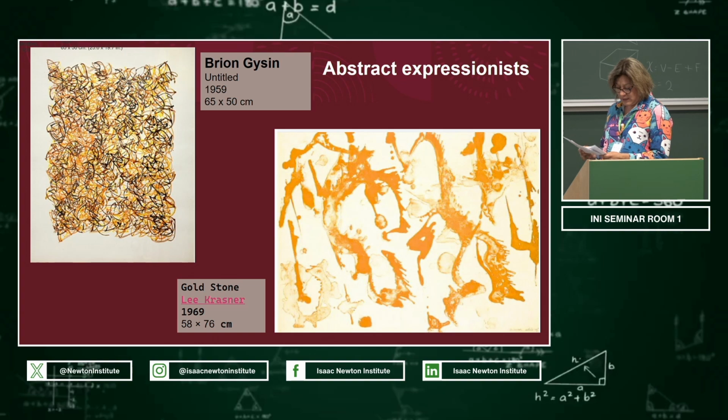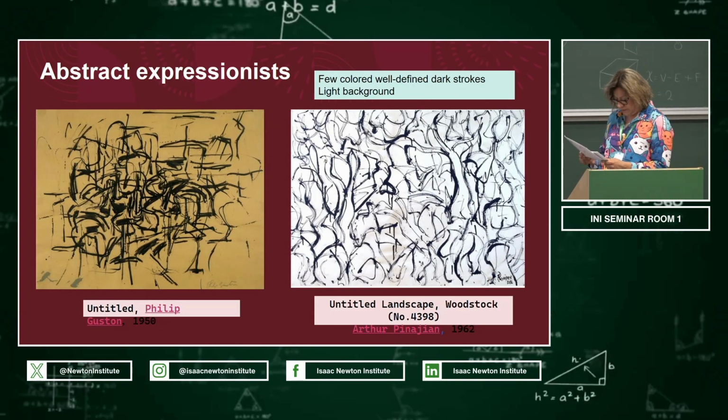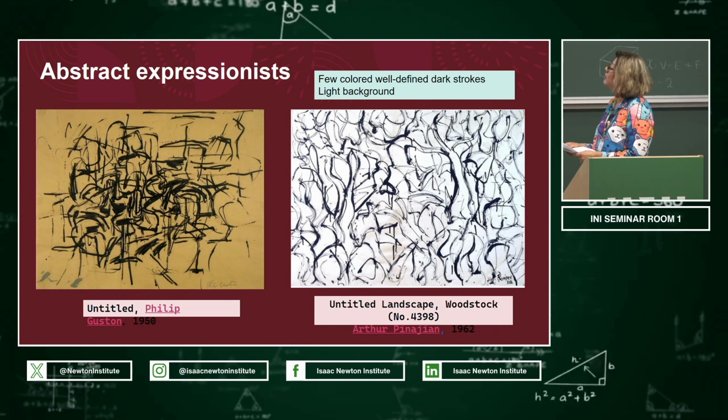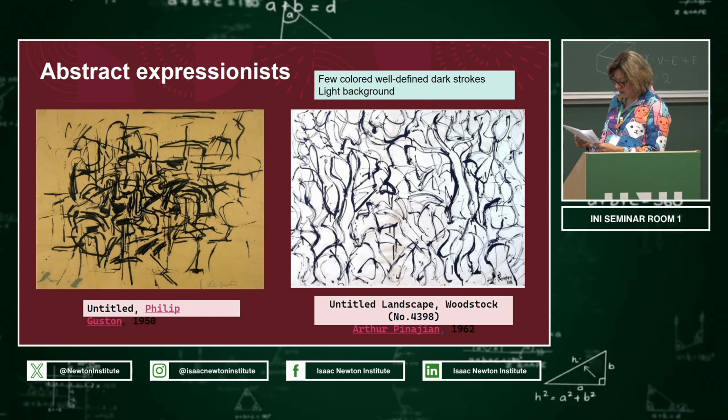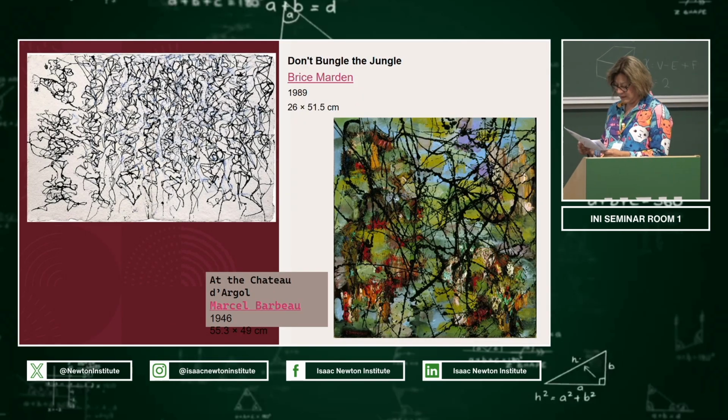These works, this one, yes. These works are by Philip Guston and Arthur Pinajian. You can see we looked for works with a few colors and the strokes are clearly visible. These are by Brice Marden and Marcel Barbeau, where even though multiple colors appear in the latter, the black strokes are visible.